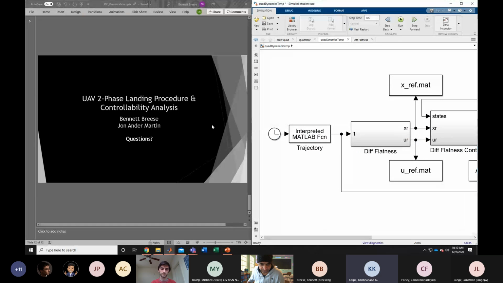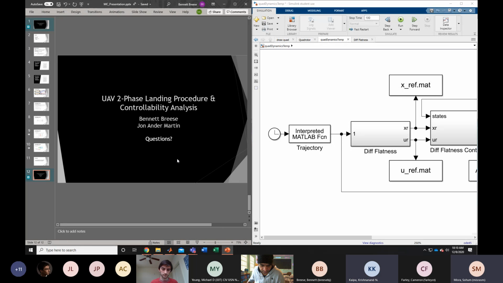I have a question. My name is Shoham. Did you notice whether the uncontrollable states are at least stable or not? Sorry, can you repeat the question? Whether the uncontrollable states are at least stable or not? No, they're not. As soon as you lose one of the motors, there will be a torque produced, which will make it unstable. Okay.